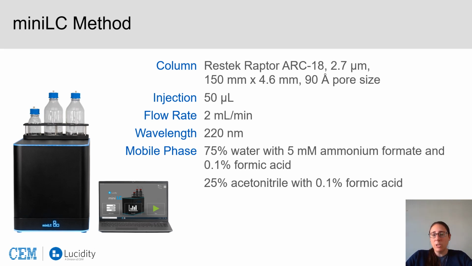For the data we're showing here, it was a 50 microliter injection with a flow rate of 2 mL per minute. We monitored at 220 nanometers. And the mobile phase was 75% water with 5 millimolar ammonium formate and 0.1% formic acid, and 25% acetonitrile with 0.1% formic acid, and that was isocratic.